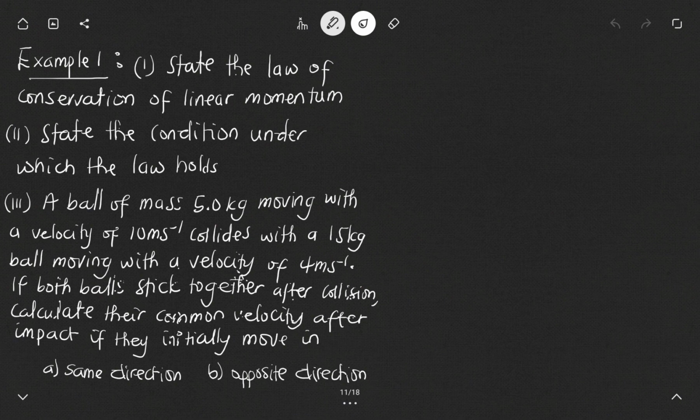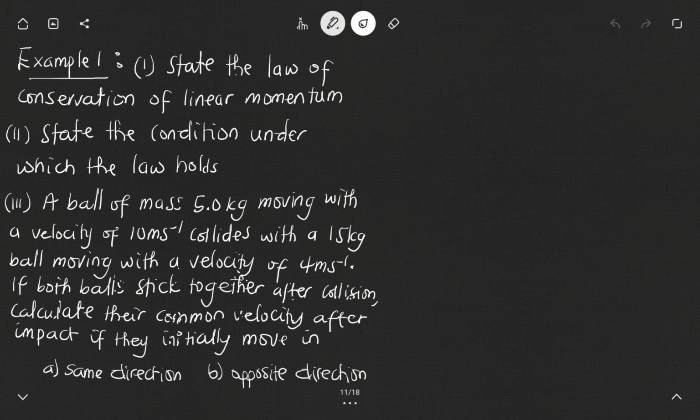So the first example we want to look at, we have example number 1. I. We are to state the law of conservation of linear momentum. II. State the condition under which the law holds. And then III, where we have a practical question.